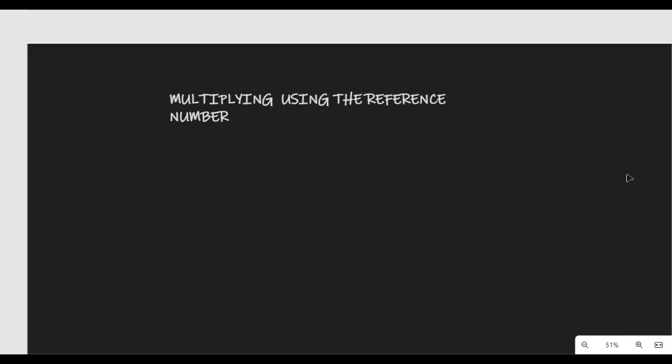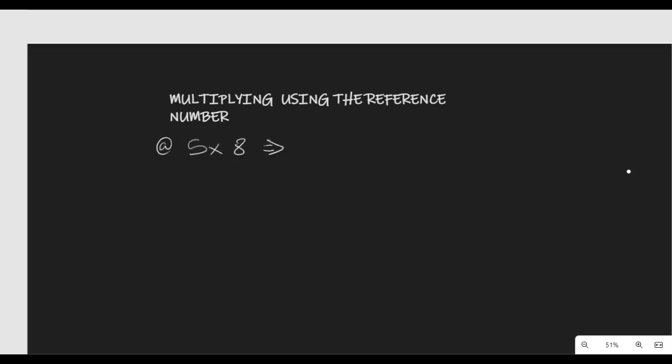Now, today I want to talk about a nice number. I'm going to talk about how to multiply anything using a reference number. A reference number is just a common number that is close to the numbers that you want to use to do your multiplication. So let's have a look at, for example, if you have a situation whereby you have 5 multiplied by 8.